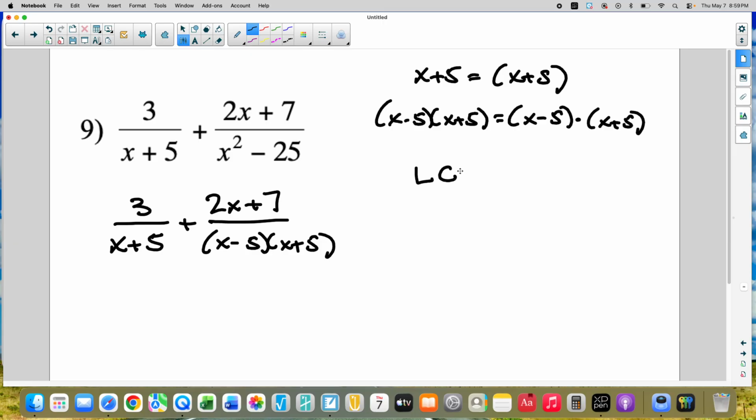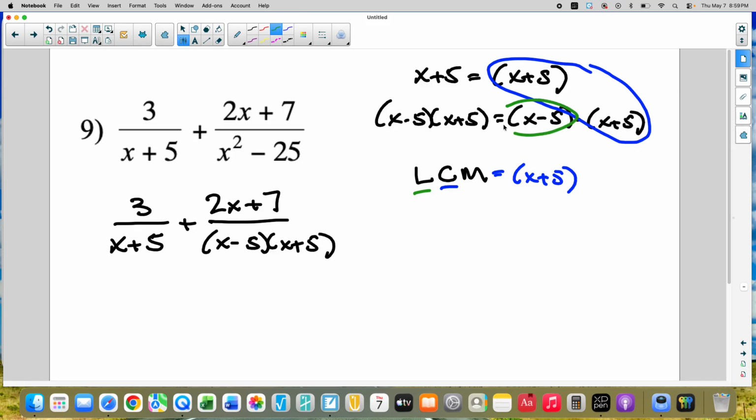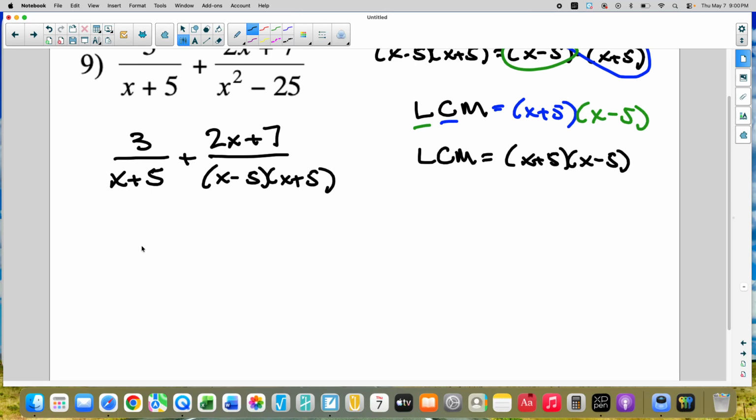We're going to do the LCM. What do they have in common? They have an x plus 5 in common. What's left over? The x minus 5. So my least common multiple, I'm not going to multiply it back out. I'm going to leave it as x plus 5, x minus 5, so I can see when I have to do equivalencies. Okay, so I'm going to create new fractions with x plus 5, x minus 5.